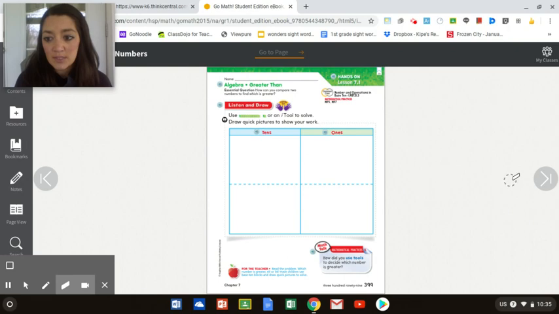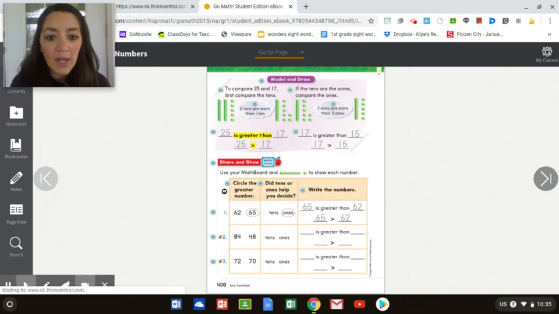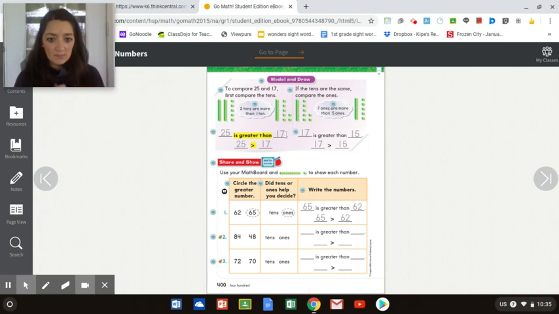Okay, let's go to the next page. We are looking at numbers and we're going to be comparing numbers. You could see up here, they use the models. They showed two tens and five ones is greater than one ten and seven ones. Well, we know that two tens and five ones is 25, and one ten and seven ones is 17. So we know that 25 is greater than 17.